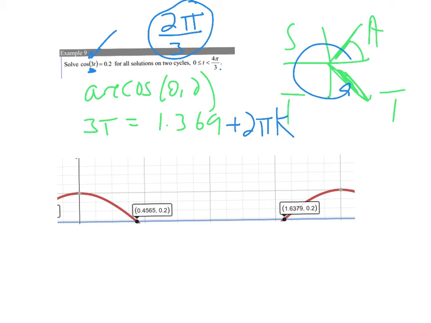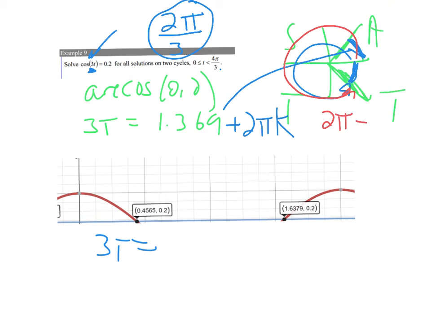The other thing we're going to worry about is the other answer. I know this angle right there is that angle, so that tells me this reference angle will be exactly the same thing. So to find this red angle, I'm going to take 2 pi and subtract 1.369 from it. So 6.28 is probably close enough, minus that answer. So that red angle is 4.9105, so all around that, plus the 2 pi k.